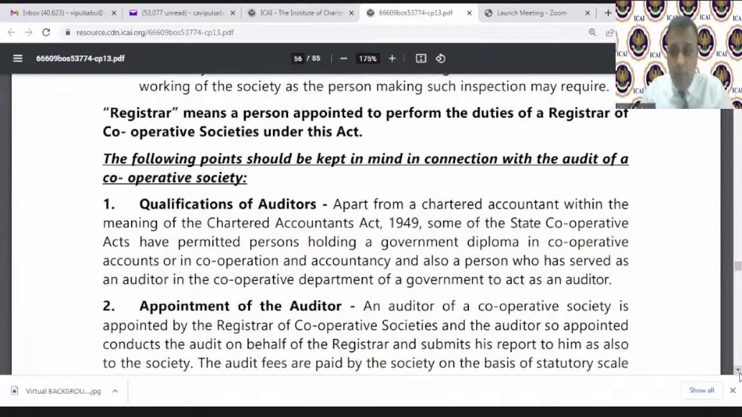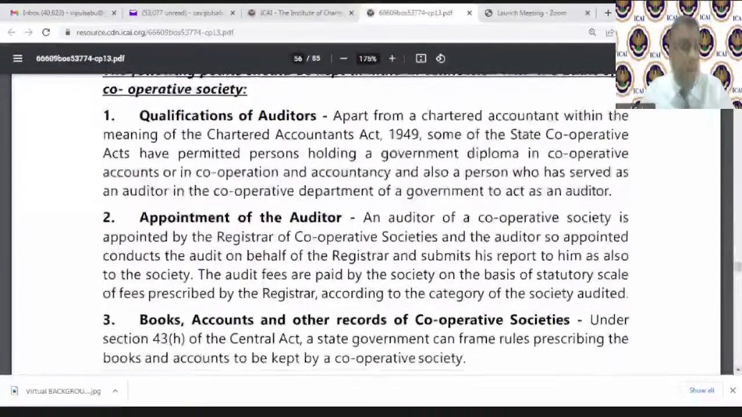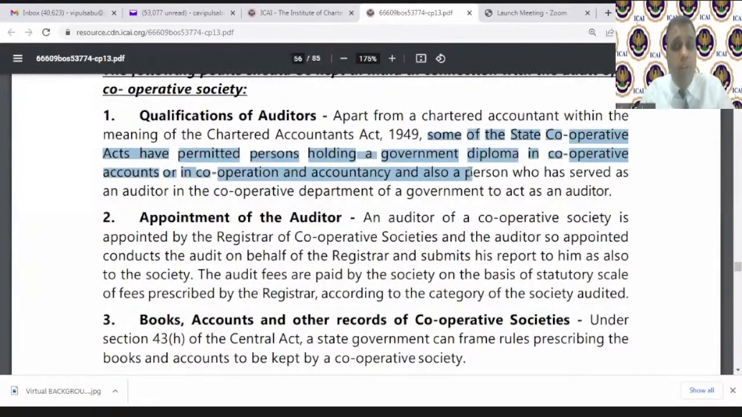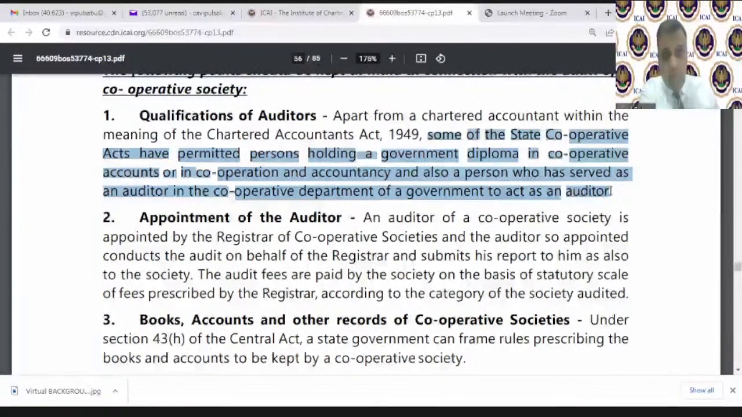Okay, we have this qualification of auditors. Apart from a chartered accountant within the meaning of the Chartered Accountants Act, some of the state cooperative acts have permitted persons holding a government diploma in cooperative accounts or accountancy to serve as the auditor of a cooperative society. So very simple. A chartered accountant as well as people who have a diploma in cooperative accounts, as permitted by state cooperative acts. The government, the registrar, can also appoint them as the auditor of a cooperative society.